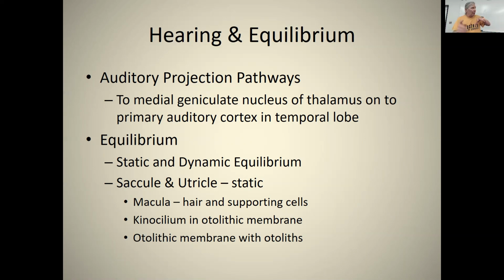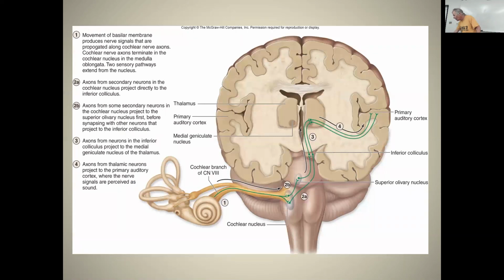The one other unique thing about the auditory projection pathway is that it has 4 neurons. Every other one has 3. Auditory has 4. Let me skip equilibrium for a moment to show you that. So here we go. Moving the basilar membrane produces nerve signals propagated along cochlear nerve axons, determined in the cochlear nucleus in the medulla oblongata. Two sensory pathways extend from the nucleus. So here's the first sensory neuron, the primary neuron. It goes to this cochlear nucleus in the pons.